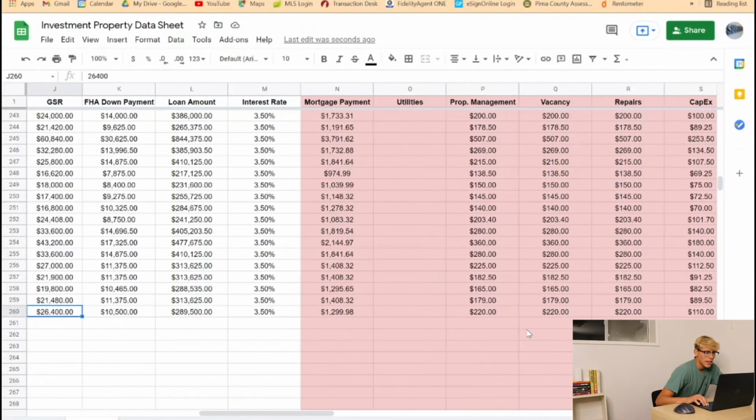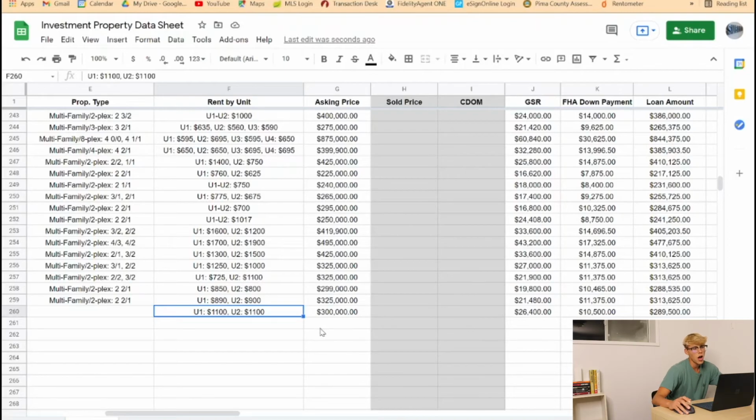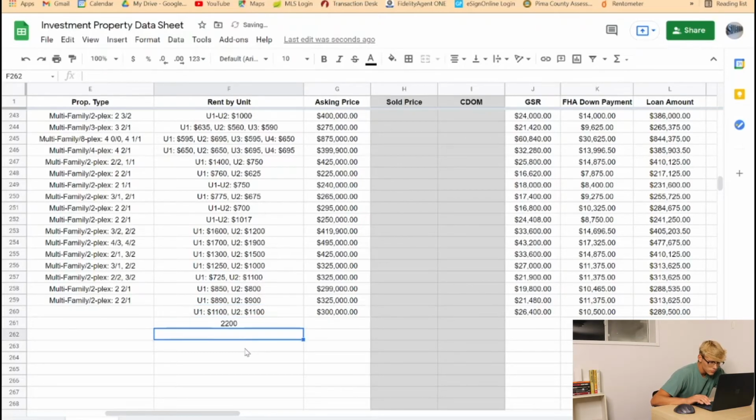So a quick way, instead, what if you don't want to do all that? A quick way that you can see whether or not a property is gonna be a good investment and it's worth investigating further: if your gross scheduled rent per month is 1% of the purchase price, it's probably worth investigating more. For instance, let's say 1,100 and 1,100, what's that? 2,200, right? So let's say it's 2,200. That's our gross scheduled rent per month.